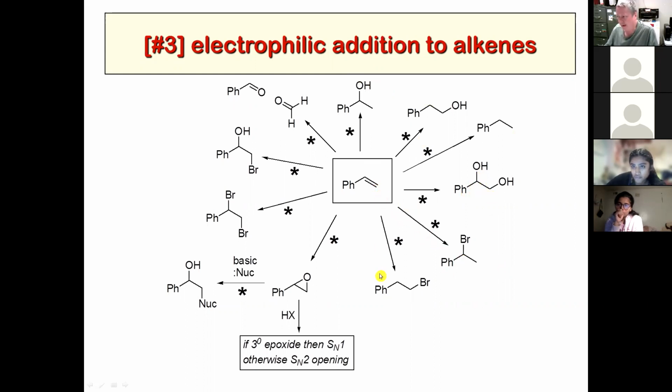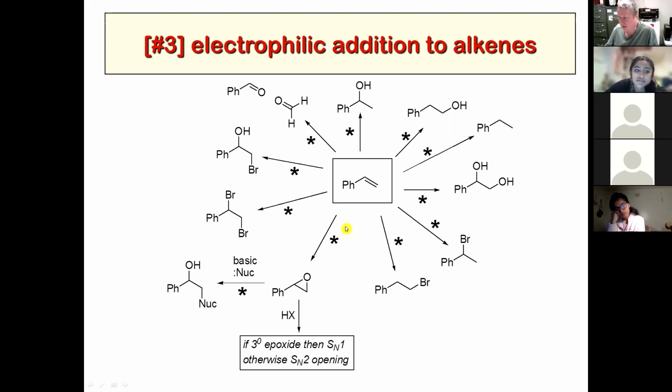Here are 2 ways of adding HBr. HBr Markovnikov or HBr anti-Markovnikov. This is just normal HBr. It's a simple reaction. This is HBr and peroxides. It was one of the things you should have learned at the end of Organic 1. Alkene to epoxide. Anybody remember? 5-letter abbreviation. MCPBA, yeah. And then, of course, you can add nucleophiles to the least substituted side.